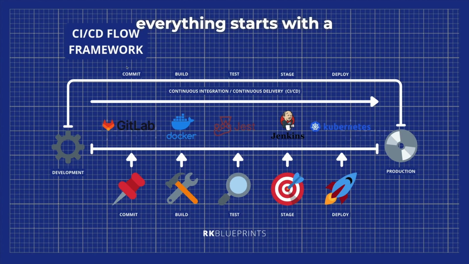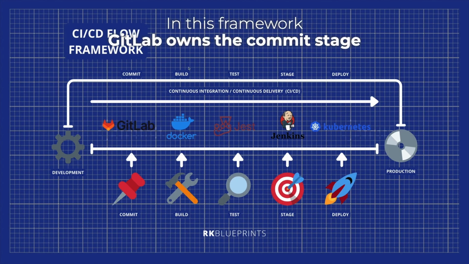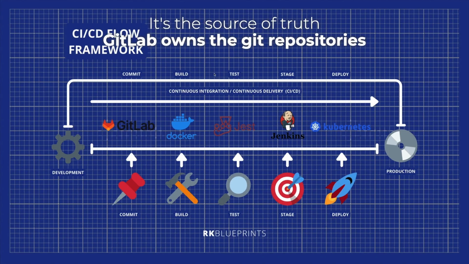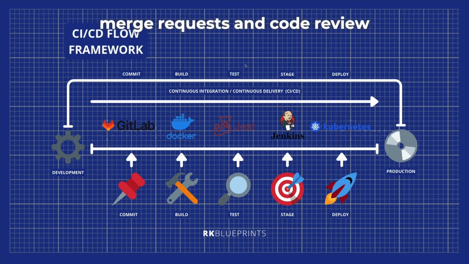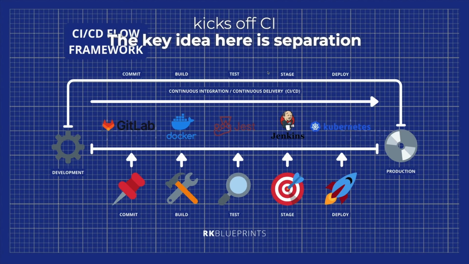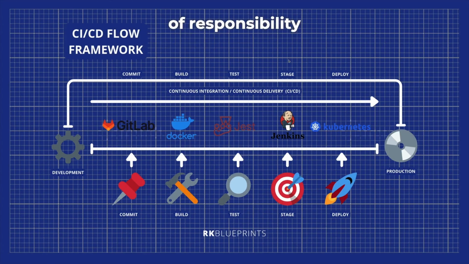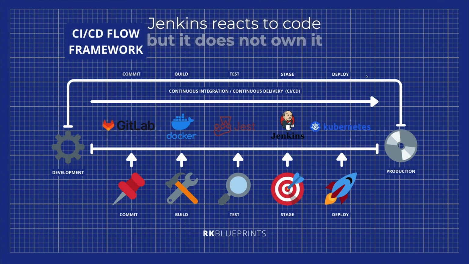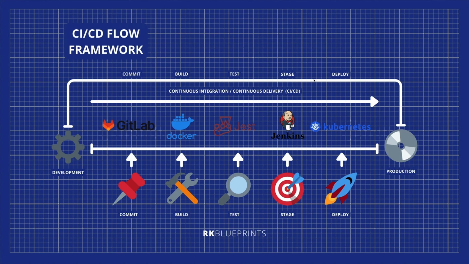Commit. Everything starts with the commit. In this framework, GitLab owns the commit stage. This is where source code lives. It's the source of truth. GitLab owns the Git repositories, merge requests and code review, and the webhook trigger that kicks off CI. The key idea here is separation of responsibility. Code lives in GitLab. Jenkins reacts to code, but it does not own it. That's why this works so well at scale.